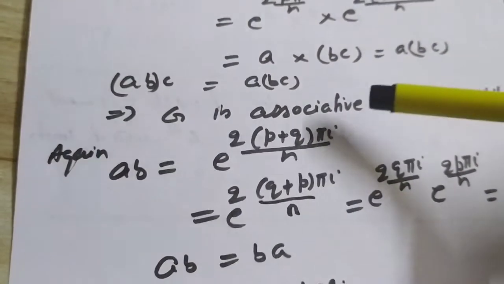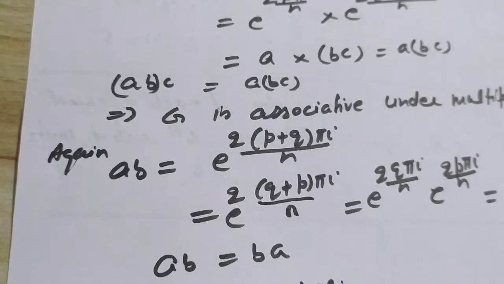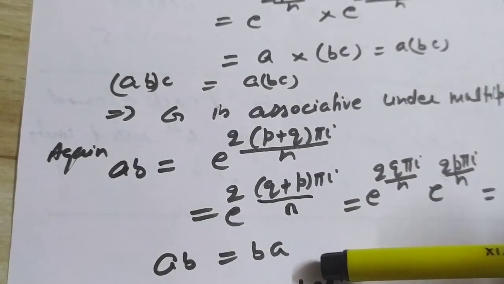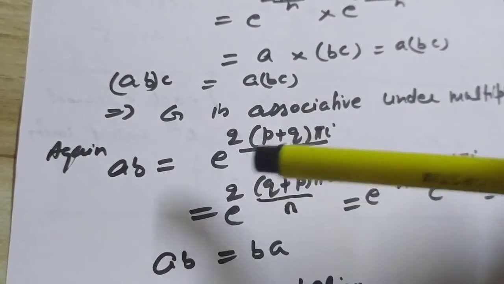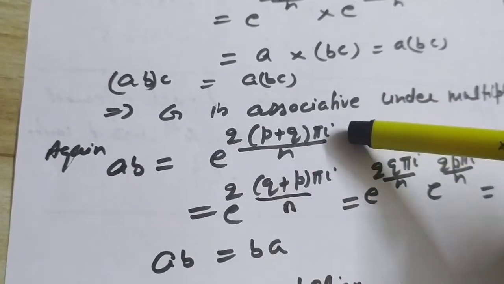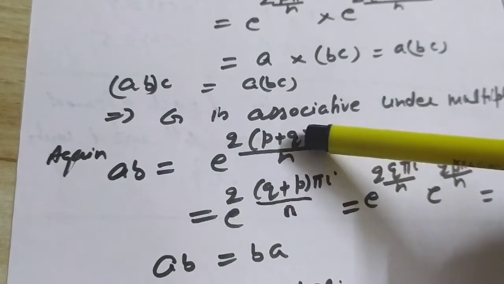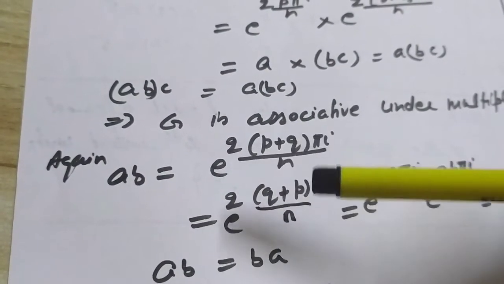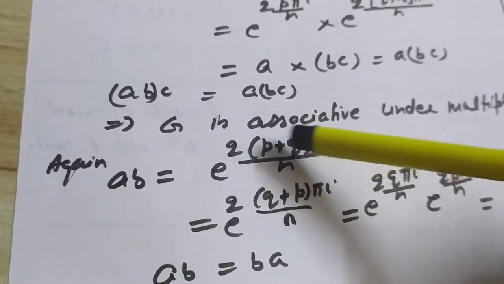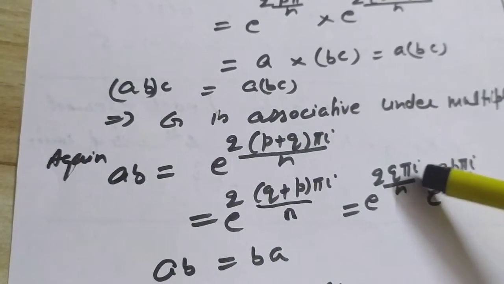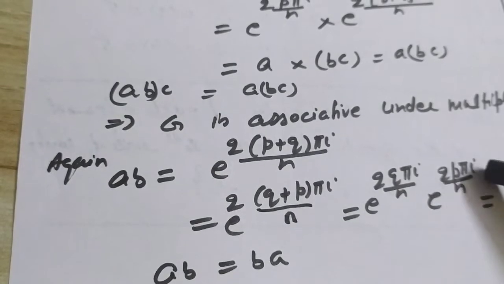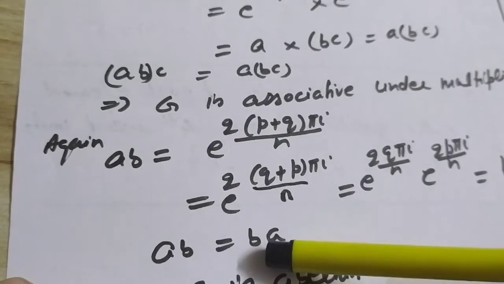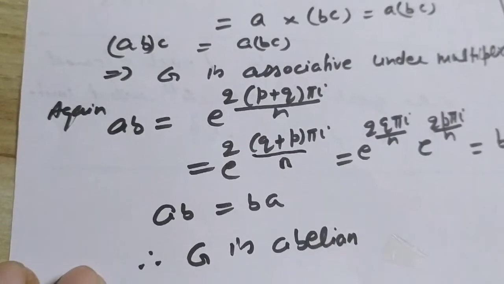Now again, for abelian, because I have to prove it as an abelian group, you have to show that A into B is equal to B into A. A into B is e raised to 2 into p plus q pi iota over n. But p and q can be interchanged because there is a summation between p and q. So when you interchange p and q, you will get e raised to 2q pi iota over n, e raised to 2p pi iota over n. But this is nothing but BA. Hence AB is equal to BA. Therefore G is abelian.